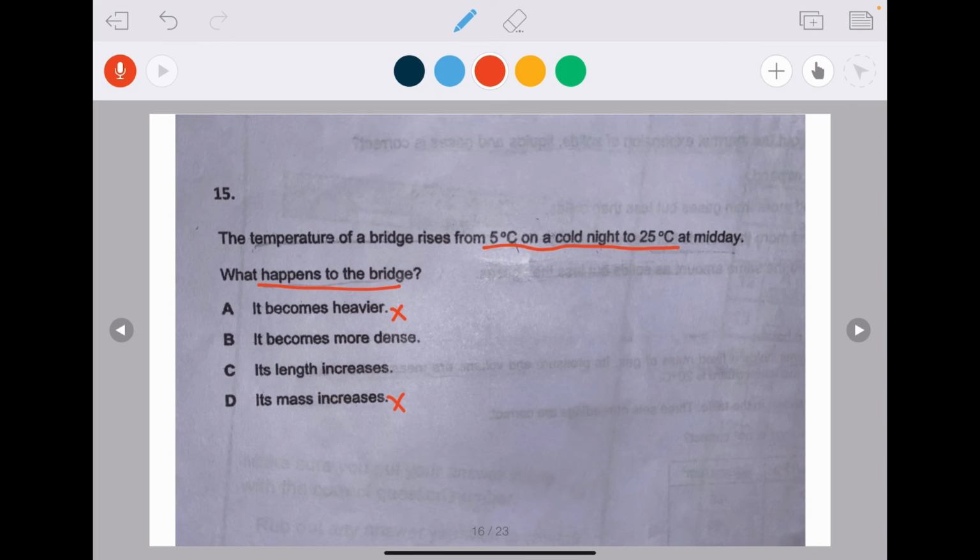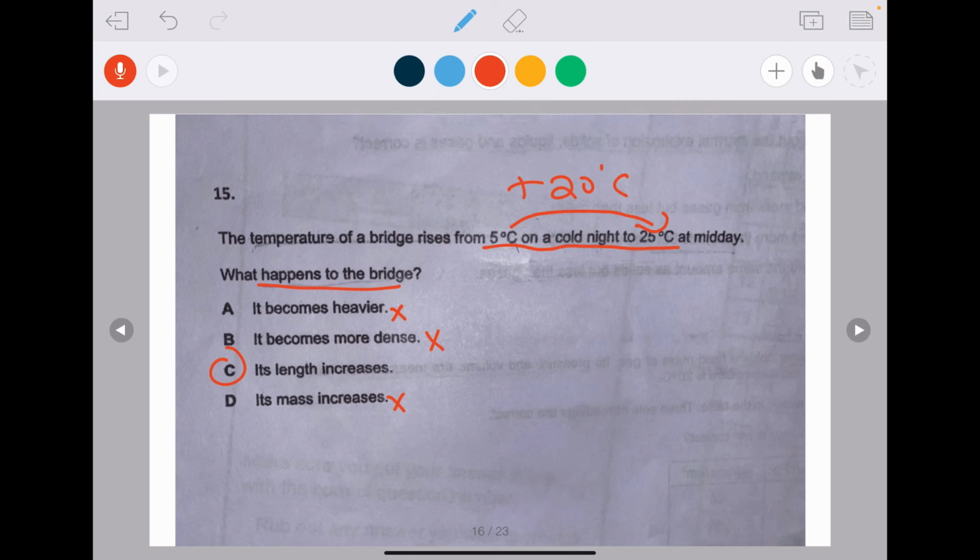The bridge cannot become more dense because it is heating. The temperature increased by 20 degrees Celsius. So the particles are moving further apart. So it does not become more dense, it becomes less dense, and the length will increase. So the answer for question number 15 will be C.